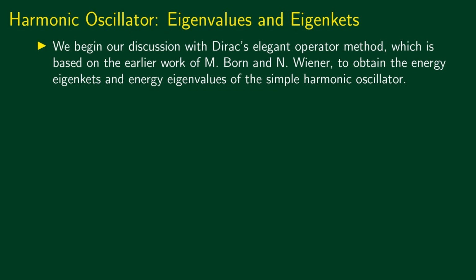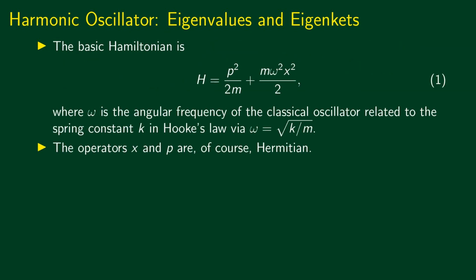In this method, we shall be able to obtain the energy eigenkets and energy eigenvalues without actually solving the Schrödinger equation. We assume that the basic Hamiltonian for the harmonic oscillator problem has the same form as the classical Hamiltonian. The classical Hamiltonian has this form: H = p²/2m, which is the kinetic energy in terms of the momentum, plus the potential. For the harmonic oscillator, the potential is ½kx², also written as ½mω²x². So we can write the classical Hamiltonian as p²/2m + ½mω²x².